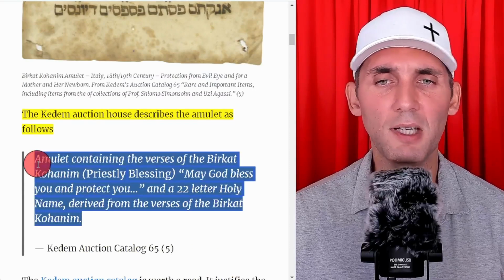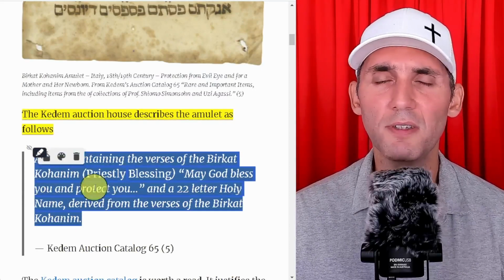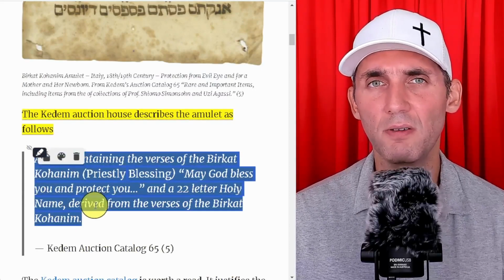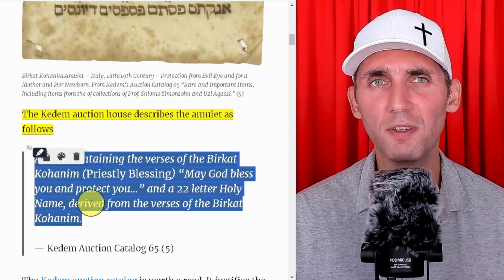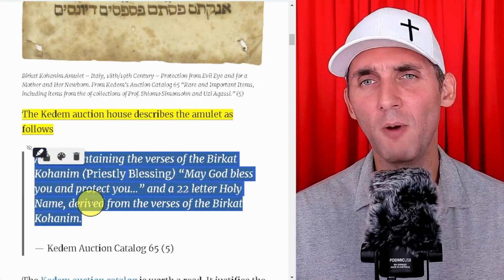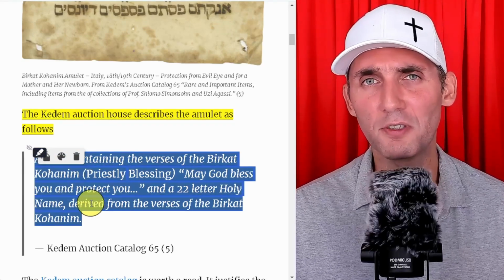This is legalism, folks. You don't need this stuff. If you have Jesus Christ, that's the best that you can have. What could you possibly need? If God is with us, who can be against us? Why do you need little magic amulets and superstitions to protect you?